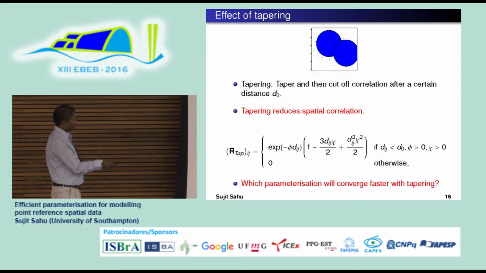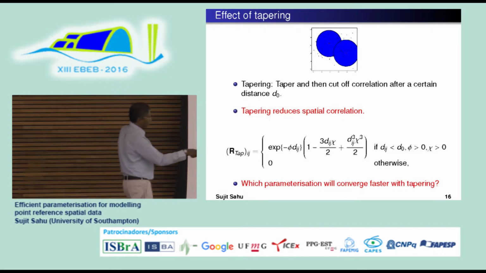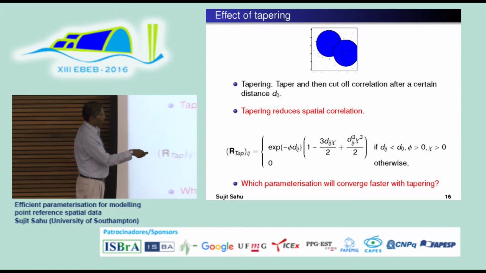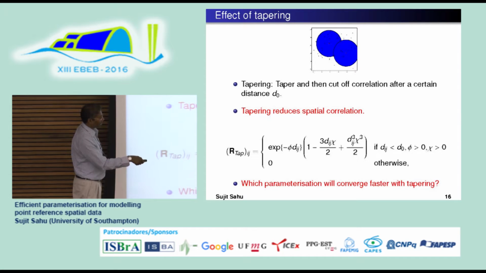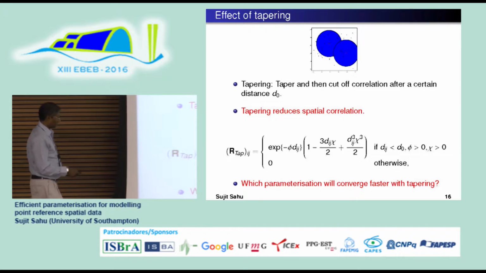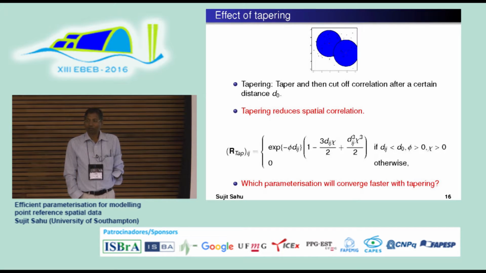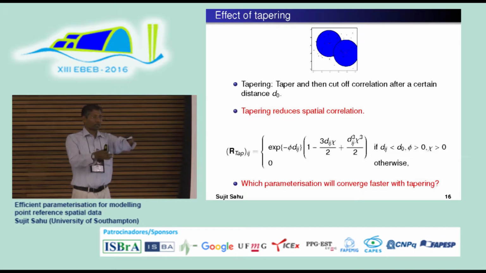But you need to taper. So the full model is like e to the minus φ dij, but you taper that, and basically you are cutting it off. For dij greater than d naught, the correlation will be 0. So that's tapering. And so which parameterization will converge faster with tapering? Can you try to guess that? Which, the CP or NCP, will converge faster if you consider two cases: one is tapered at a certain distance d naught, and one is not tapered.